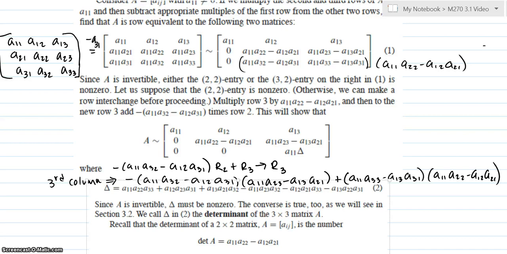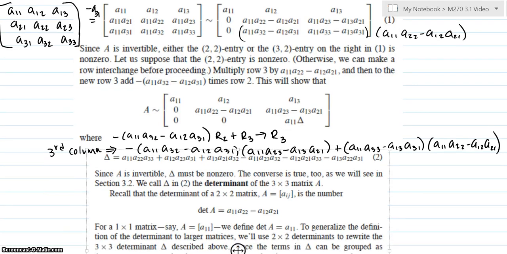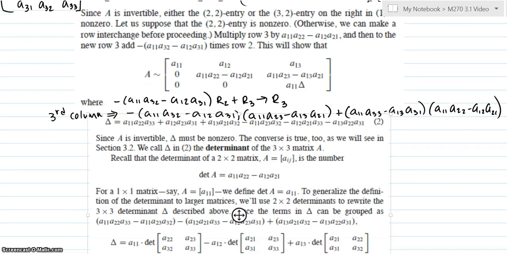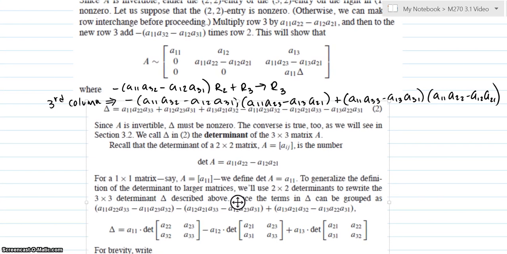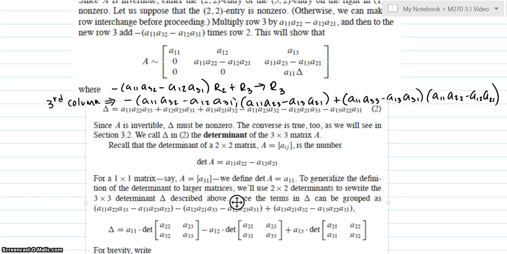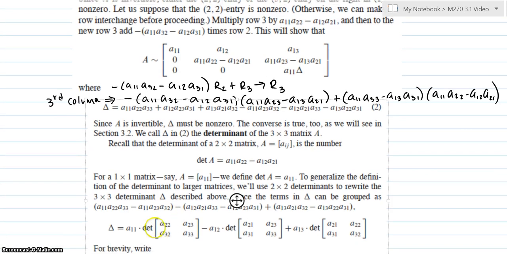Too complicated. So what they did is they wrote it, they changed the delta to be this. This is the same as that. If we look at just the delta, we don't need that extra A11. We're assuming that's not 0, the same as before. That didn't matter. This whole delta cannot be 0.